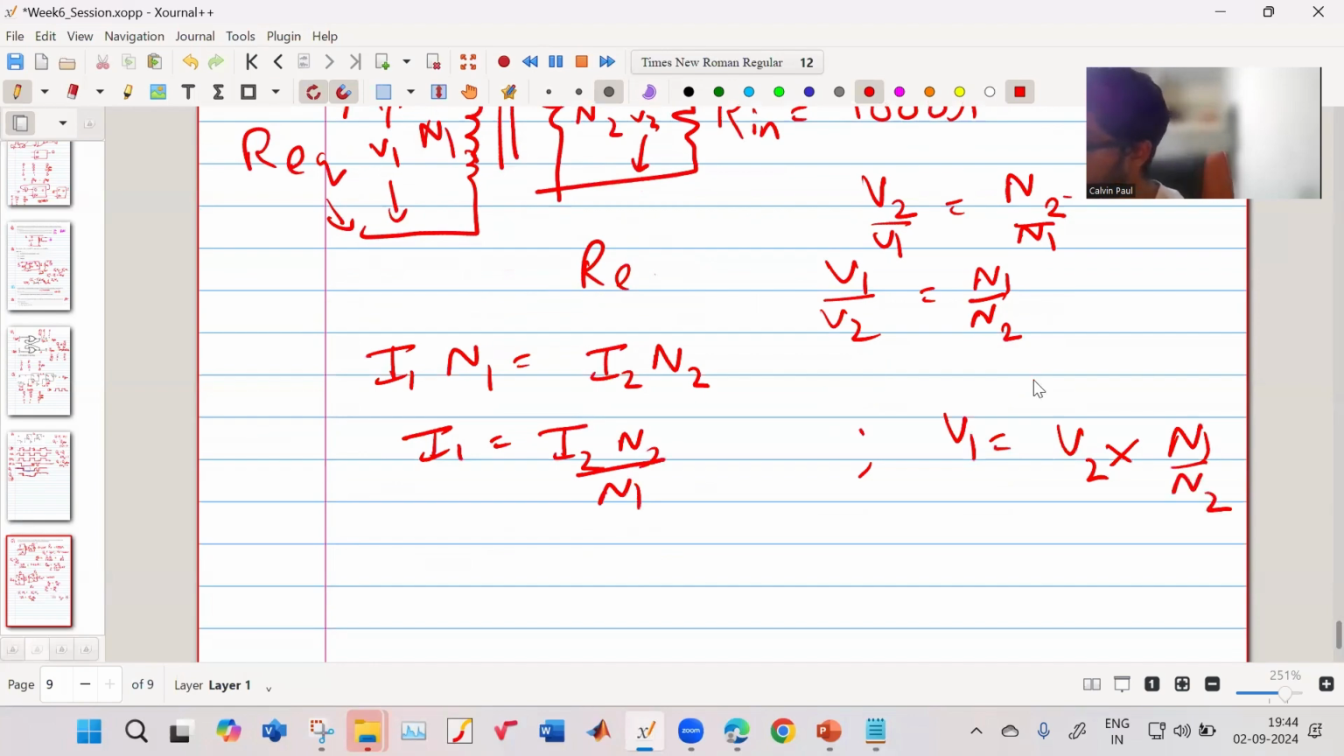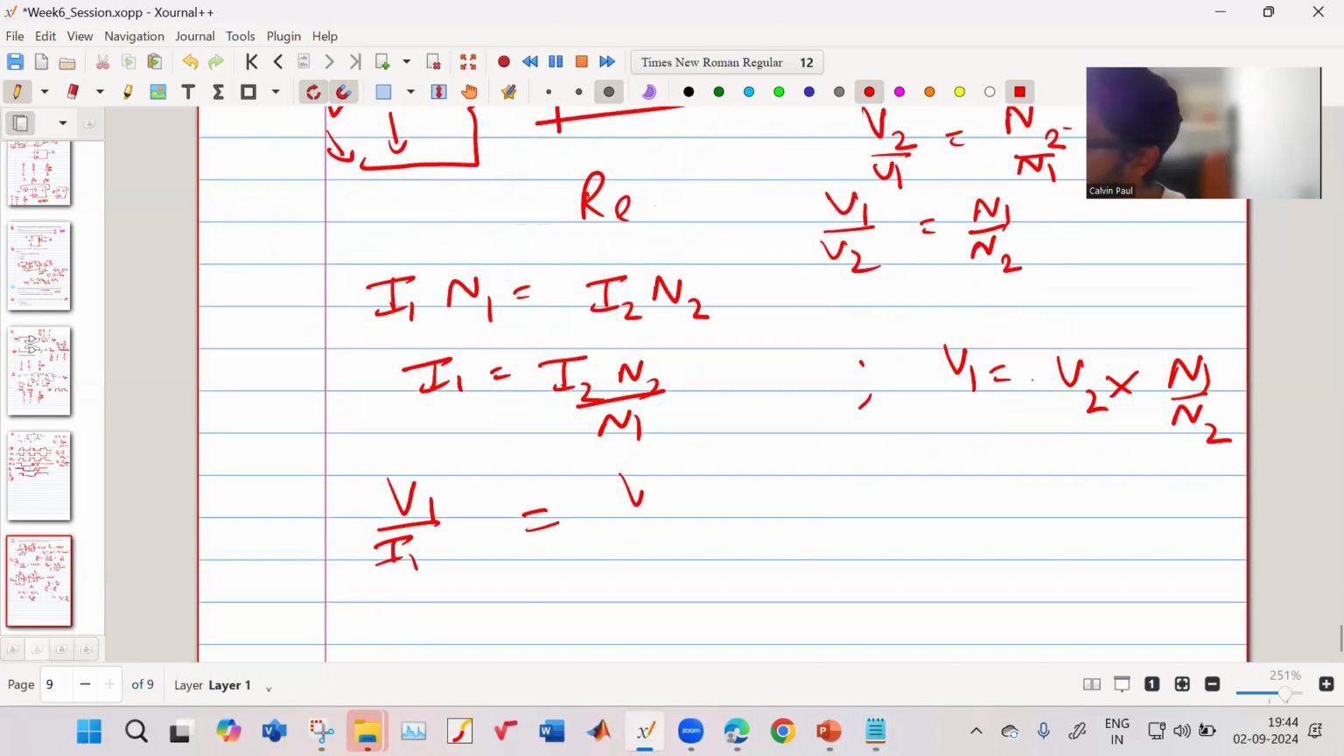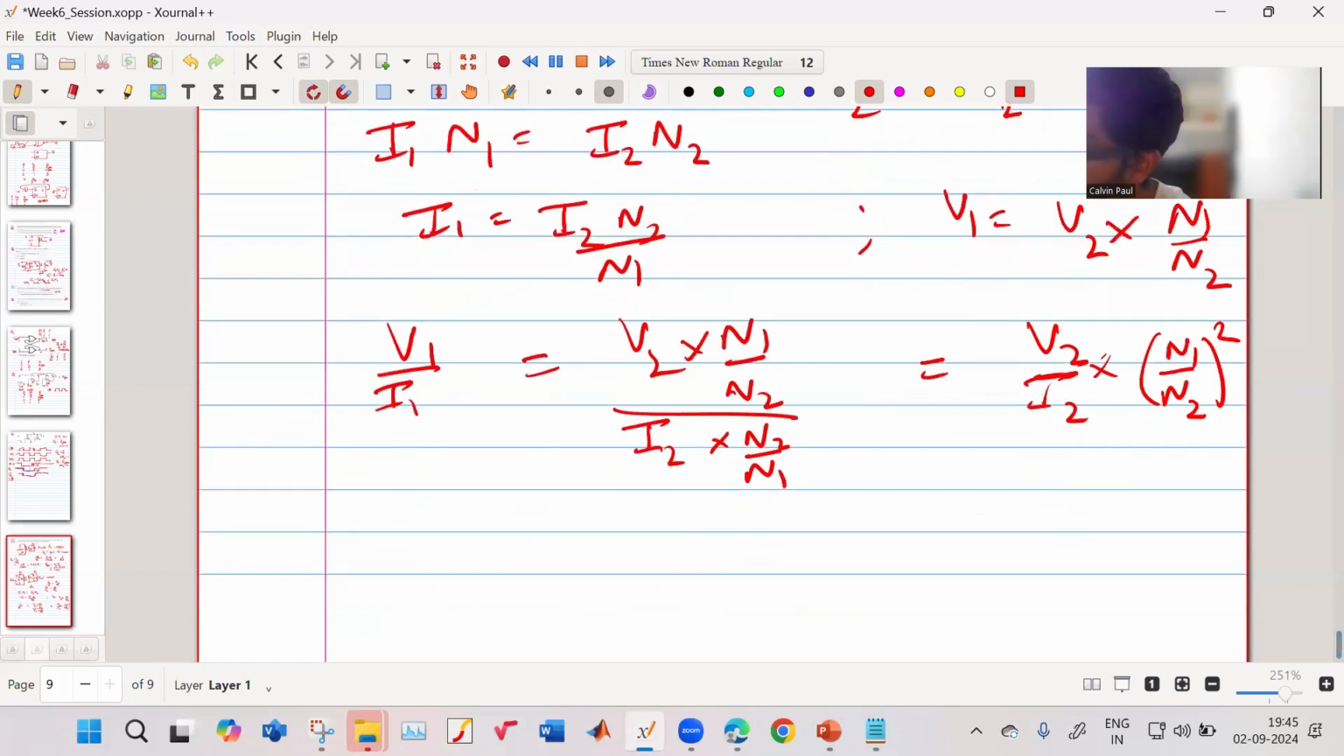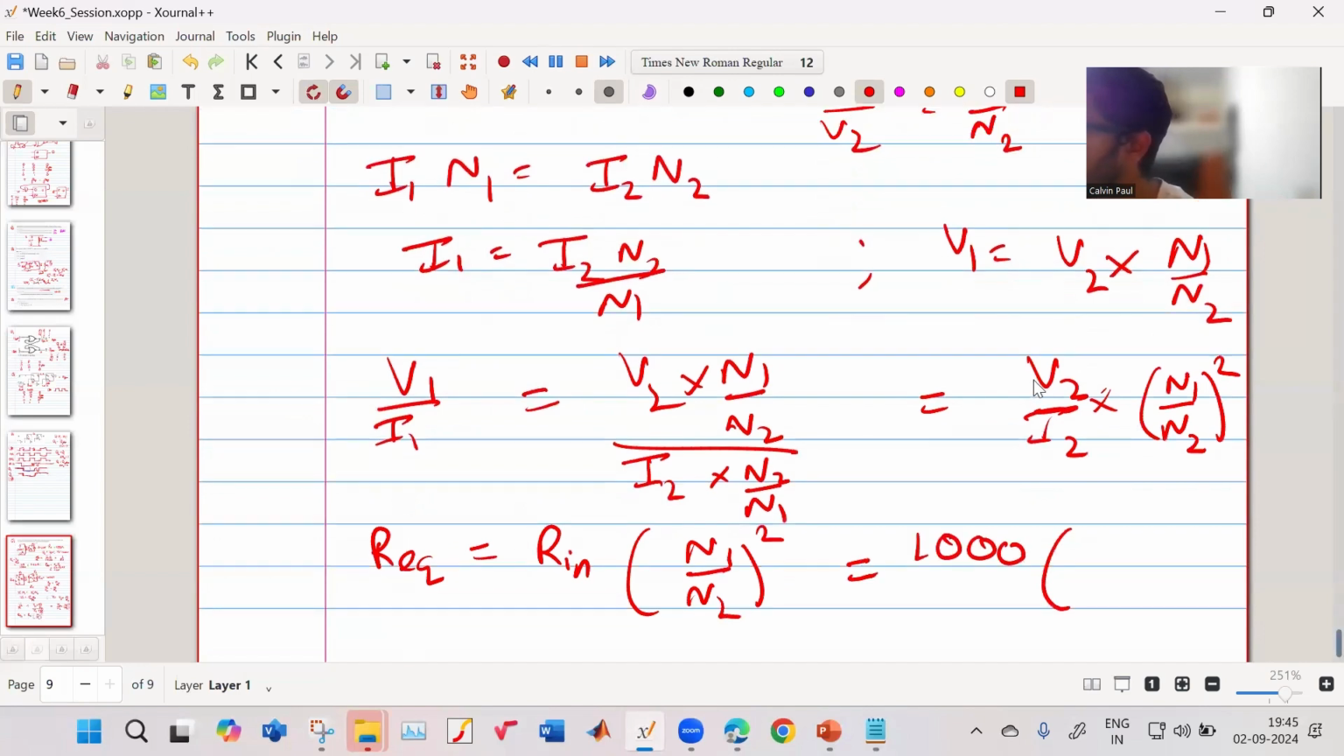So now what do I do? V1 upon I1 is equal to V2 into N1 upon N2, upon I2 into N2 upon N1. That is equal to V2 upon I2 into (N1 upon N2) square. V1 upon I1 is my R equivalent, and V2 upon I2 is my internal resistance R. So R equivalent is 1000 ohm into (N1 upon N2) square. What is my N1 upon N2?